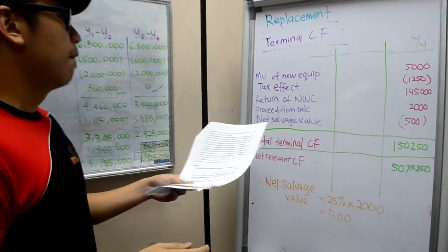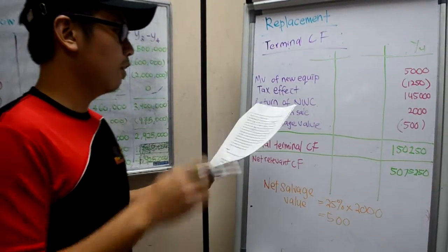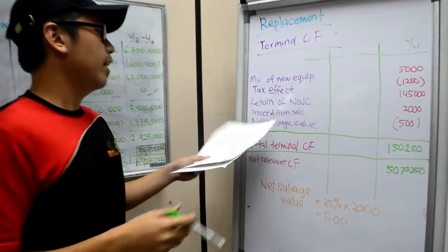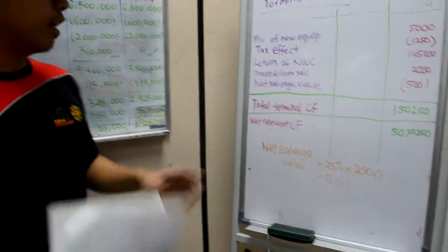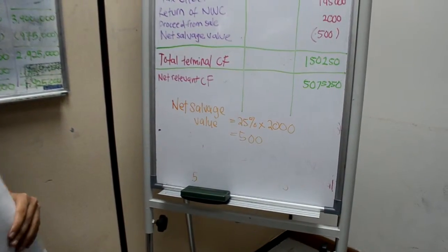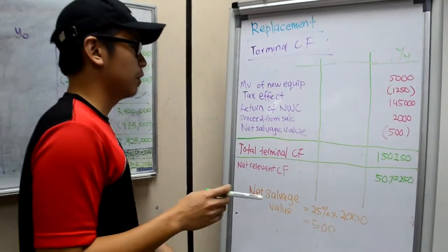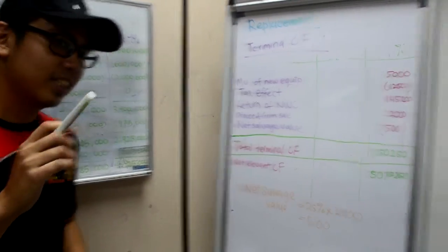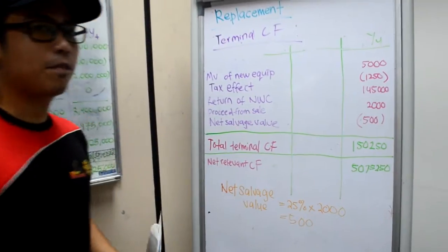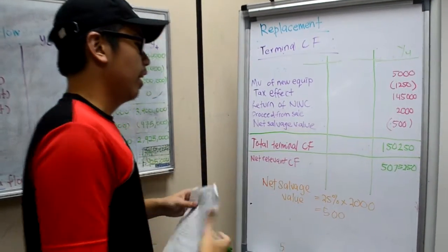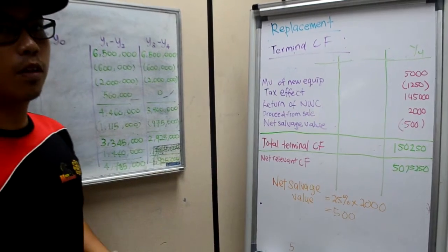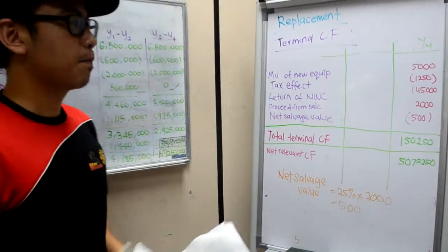And proceeds from sales, which is 2,000, proceeds from sales of the machine XYZ, and the net salvage value, which is negative 500, which you can get from the 25% tax rate multiplied by the 2,000 price. Yes. I want to ask, how do you get the net salvage value? Okay. You take 25% as the tax rate. Yeah, the tax rate that we calculated earlier. Okay. And you multiply with the 2,000 of the proceeds from the sales of the machine. Or the scrap value of 2,000.